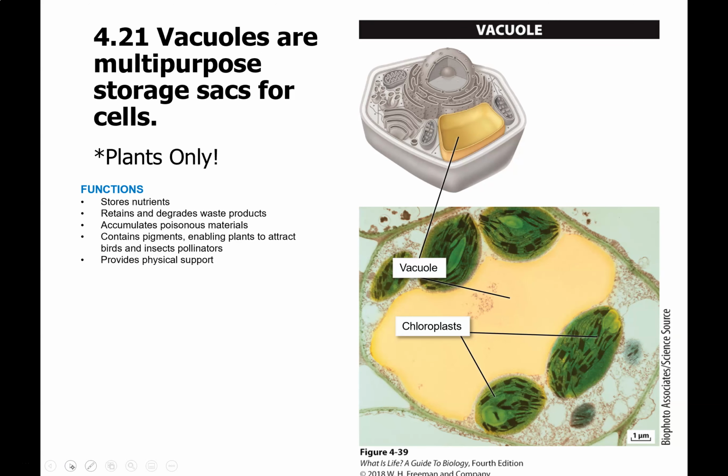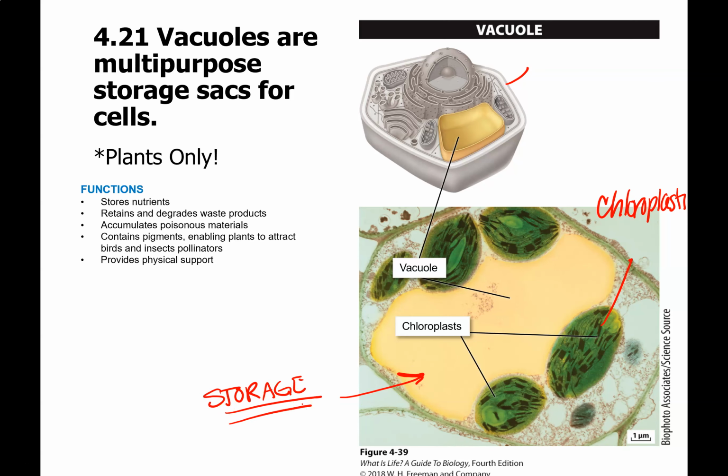So vacuoles are found in plant cells as well. So this is our plant cell image. Just like our animal cell, it's got the nucleus, the endomembrane system, mitochondria. It also has chloroplasts and this vacuole. The vacuole here is basically storage.